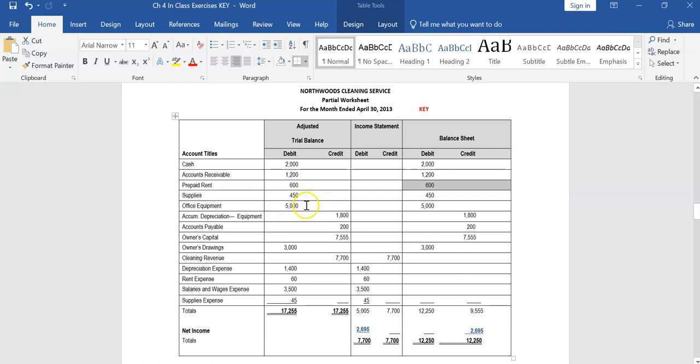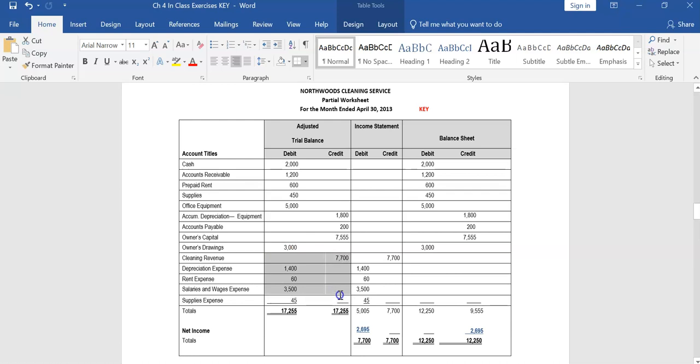Supplies, office equipment, accumulated depreciation. All of those assets are reported on the balance sheet. Accounts payable, a liability, is on the balance sheet. Owner's capital will end up on the balance sheet. Owner's drawings, ultimately, will end up on the balance sheet by being wrapped up in the owner's capital account.